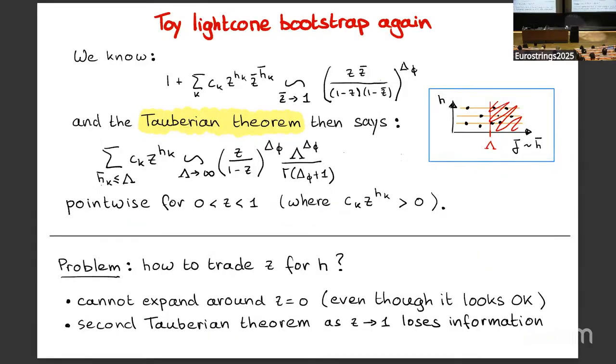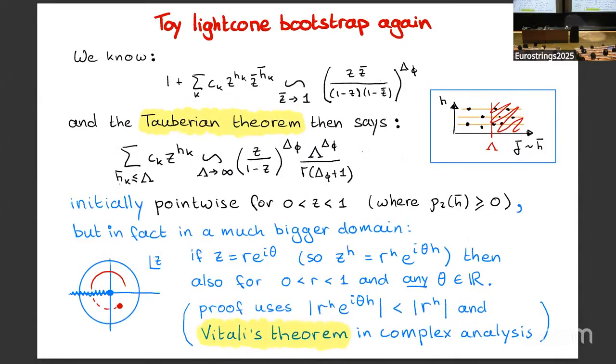But there's one second theorem that comes to the rescue. In black, I basically had what I had on the previous slide. Sorry, this rho z of h bar should be this c z to the h. So I had what I had on the previous slide, and initially it's true that this is only true pointwise for z between 0 and 1. But in fact, the same statement is true in a much bigger domain. It is actually really, really big. It covers many, many different sheets in the complex z plane.